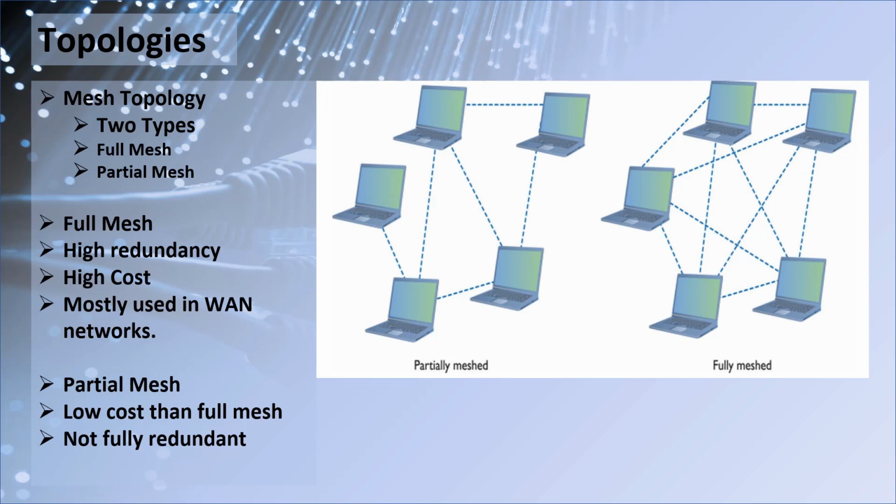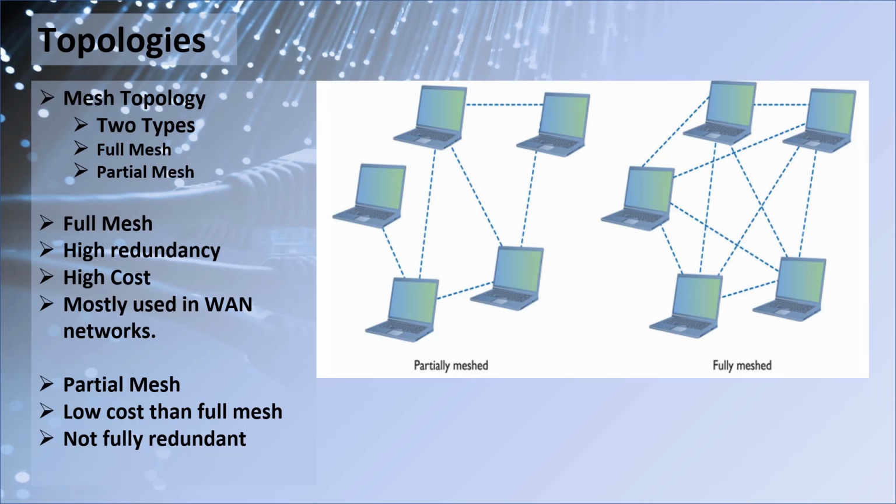Now let's talk about the other type of mesh topology, that is partial mesh. In partial mesh, unlike a full mesh, each node is not connected to every other node, but some of the nodes are connected, so it doesn't give the full redundancy, but still there is a level of redundancy. And the advantage is partial mesh can be made at a low cost if we compare it with the full mesh.